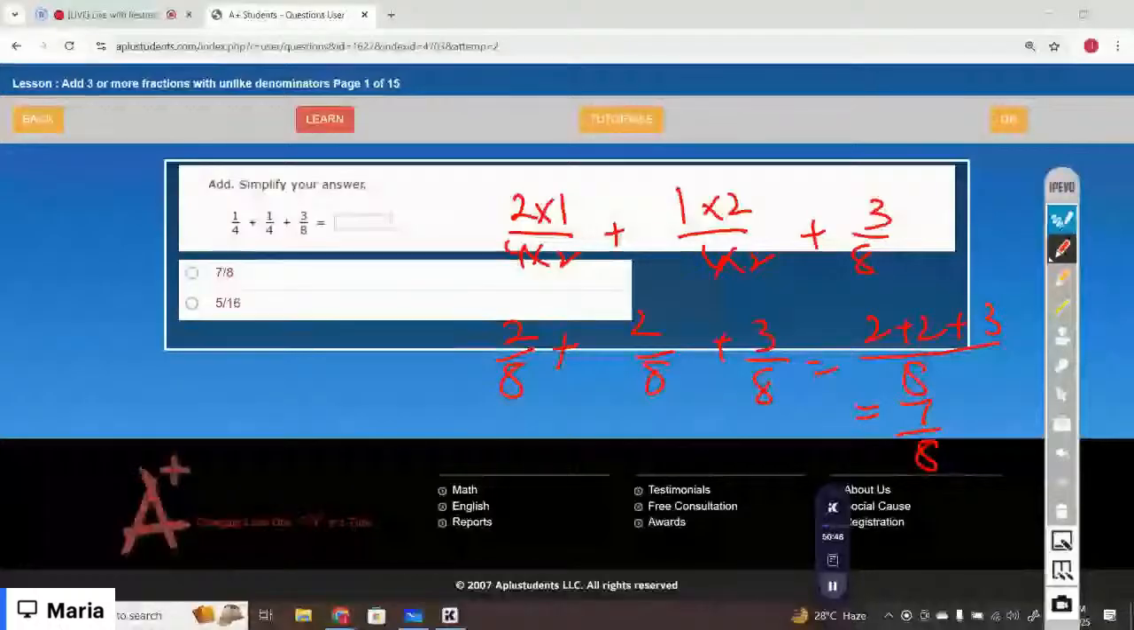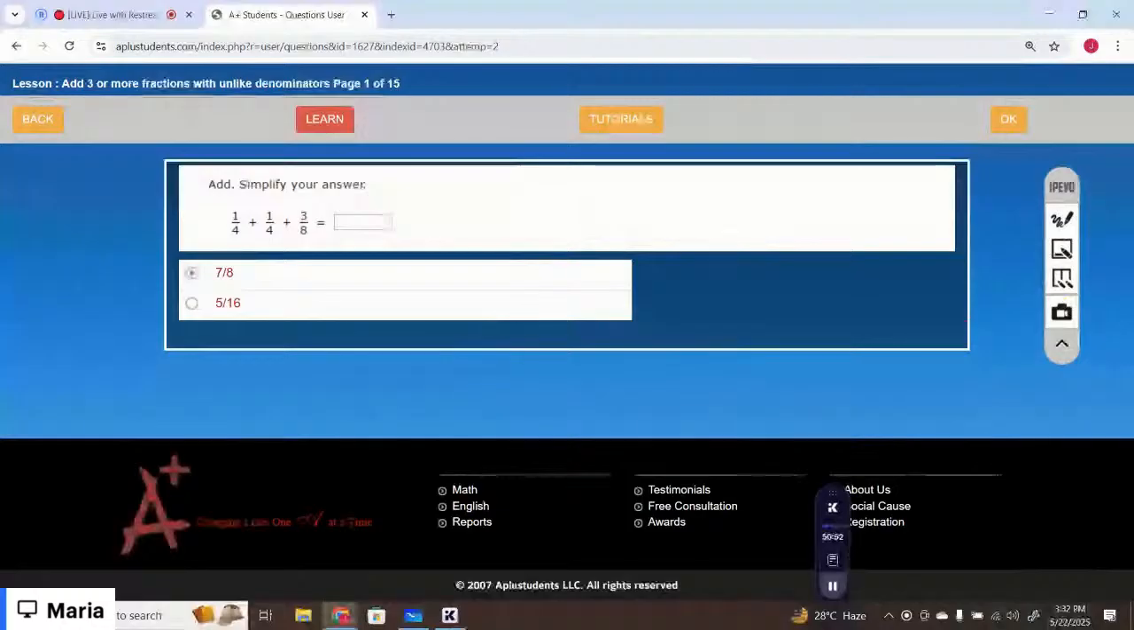So the correct option is 7 over 8. Option one is the correct option.